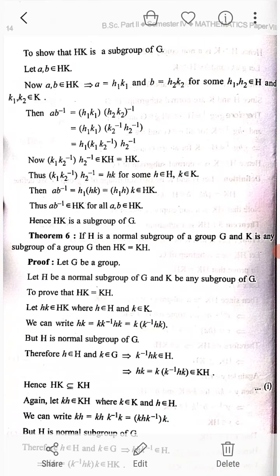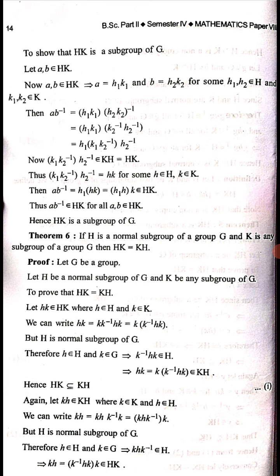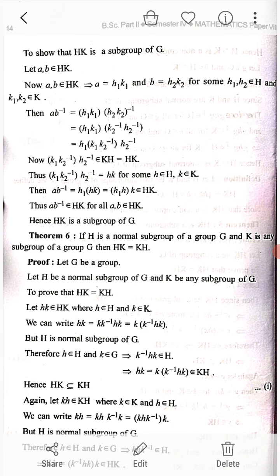Let G be a group, let H be a normal subgroup of G, and K be any subgroup of G. To prove that HK is equal to KH, let hk belong to HK, where h belongs to H and k belongs to K. We can write hk is equal to k k inverse hk, which is equal to k into (k inverse h k). But H is a normal subgroup of G, therefore h belongs to H and k belongs to G. This implies that k inverse h k belongs to H. This implies that hk is equal to k into k inverse h k, belongs to KH. So hence HK is a subset of KH. This gives equation number 1.